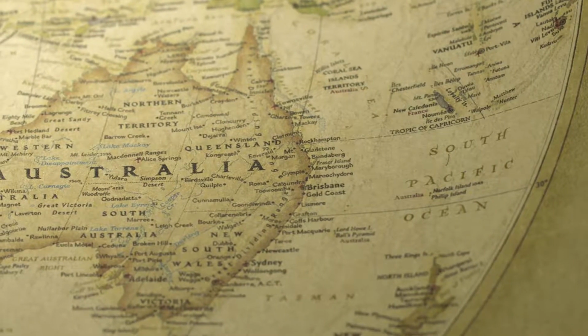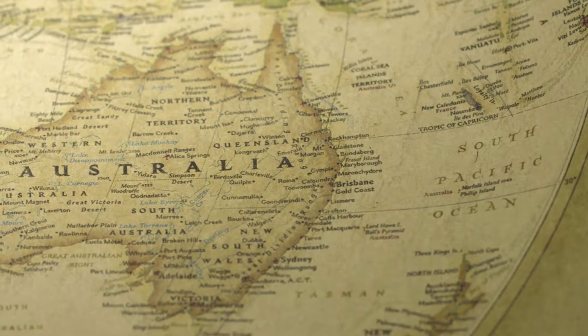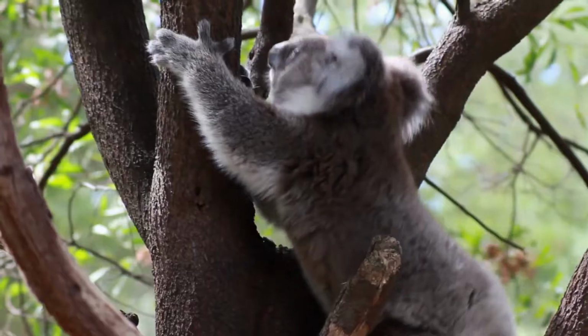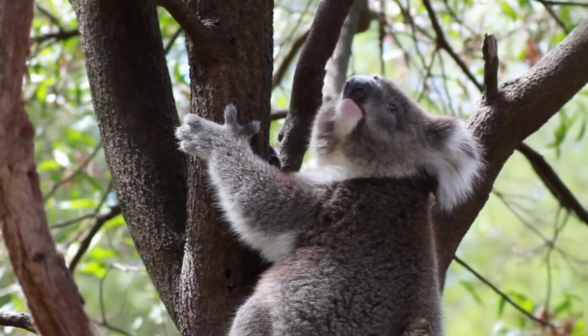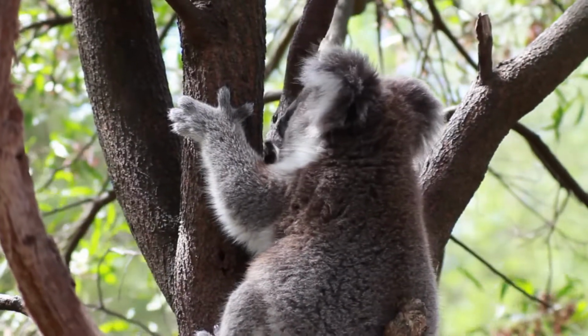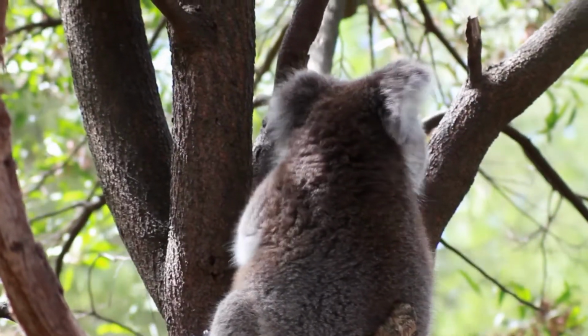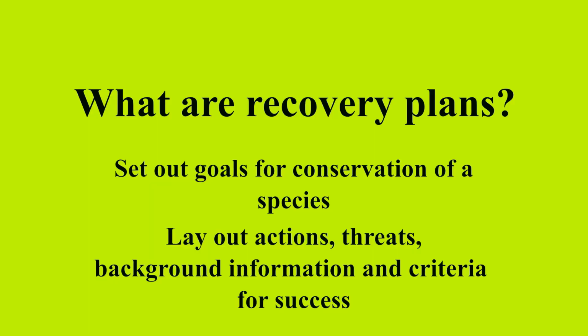Australia is home to thousands of native species, many of which are endemic to the continent. However, many of these species are threatened by anthropogenic forces. To combat the loss of native populations, recovery plans have been put forward as a tool to aid in conservation.